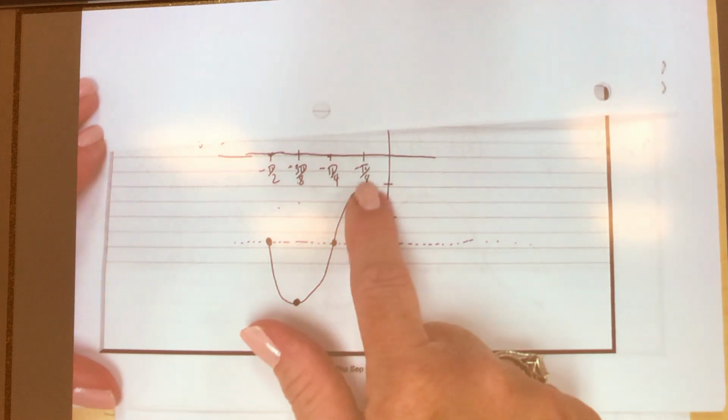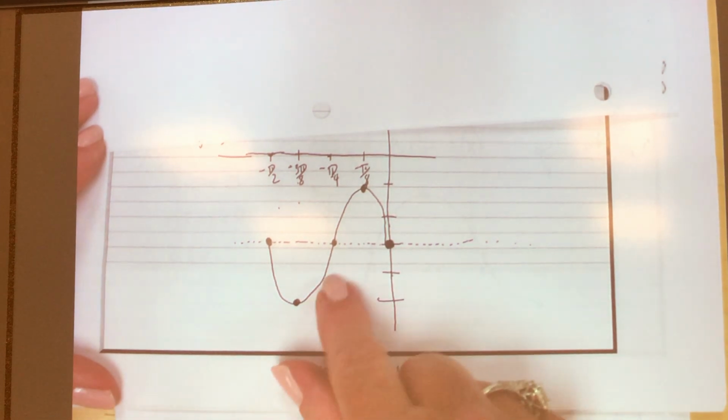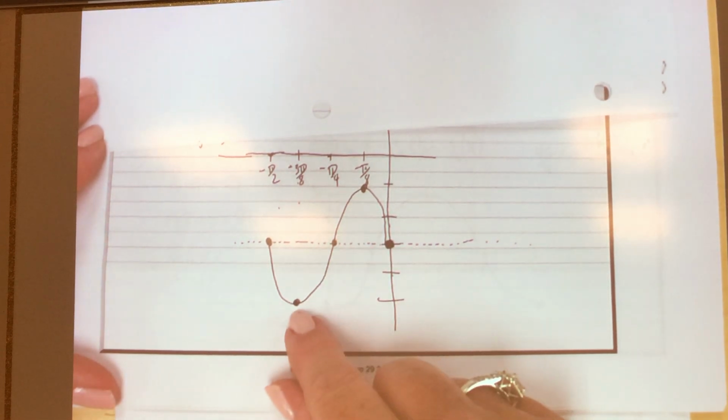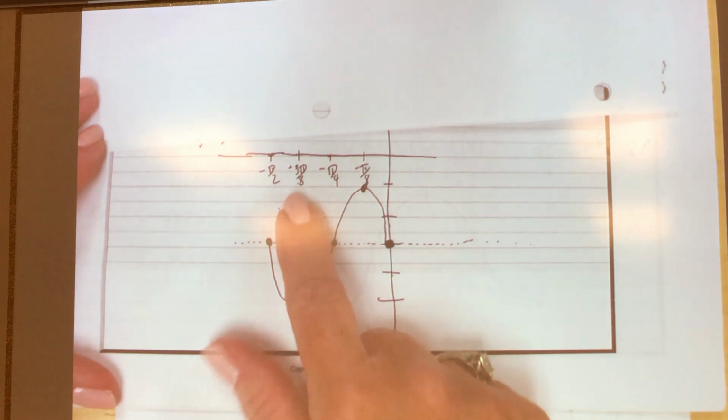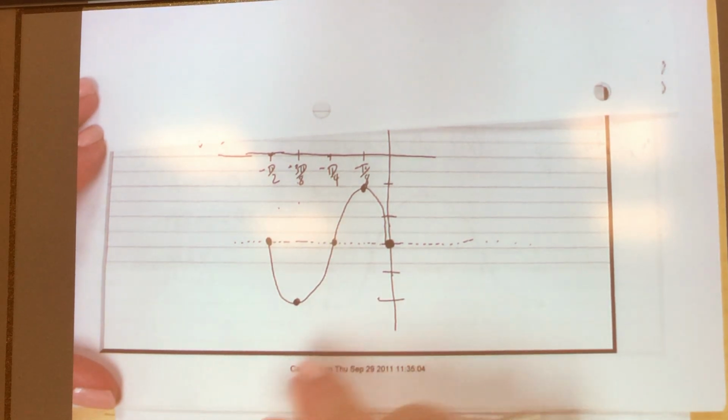That would flip the guy. Instead of him starting at the top and going down, he's going to start at the bottom and go up. So yeah, he could shift left 3 pi over 8. Now look, to make him shift left 3 pi over 8, what's C going to be? Plus 3 pi over 8, because remember that's going with that x, so he's going to do the opposite.